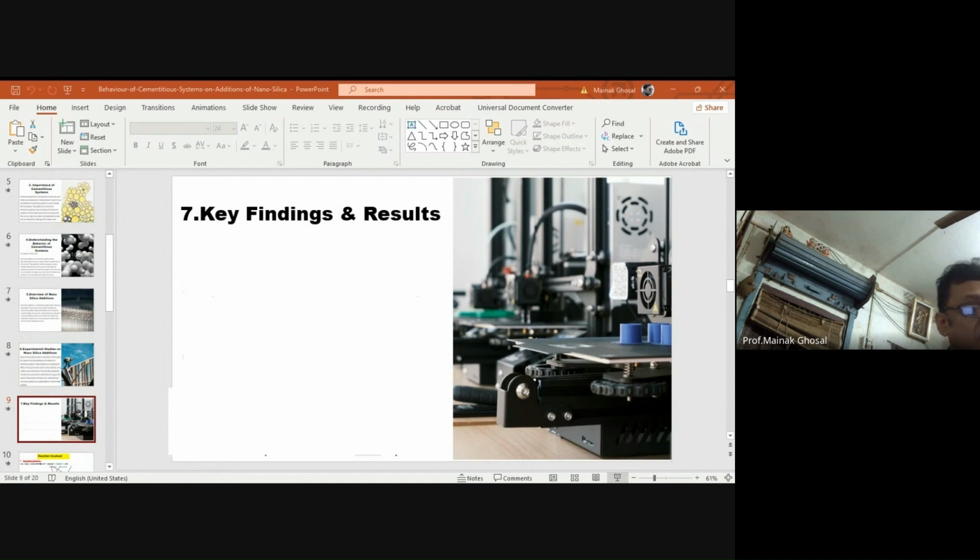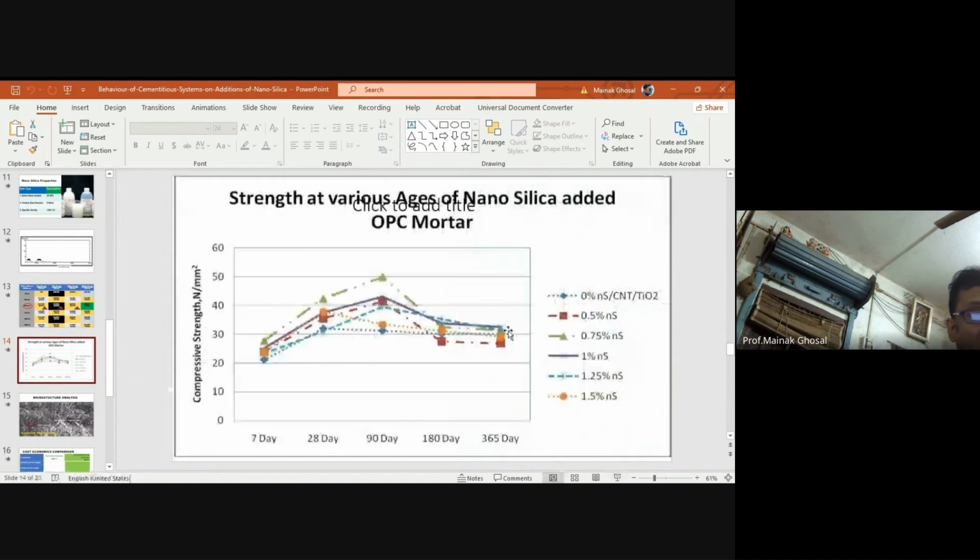So then, is it coming? Yeah. This is the graph at various days, 7, 28, 365 days, and the various proportions of nanosilica added. See, the 0.75% is going highest, giving highest strength.